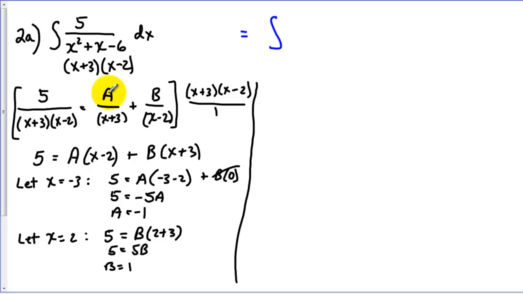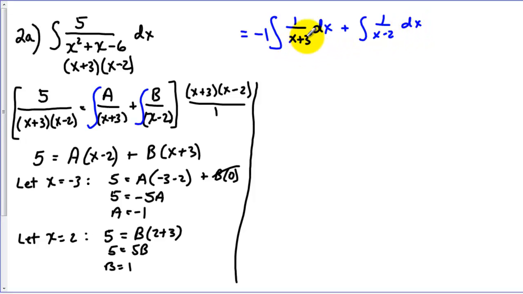So the first fraction is a, which is negative 1 over x plus 3. I'm going to bring the negative 1 out front. So again, the negative 1 for the a is on top, but I'm bringing my constant out front of the integral. Remember, we're integrating that, and we're integrating that, so I can bring these constants out front. And then plus, now we have the second fraction, b, here we have a 1, and then 1 over x minus 2.